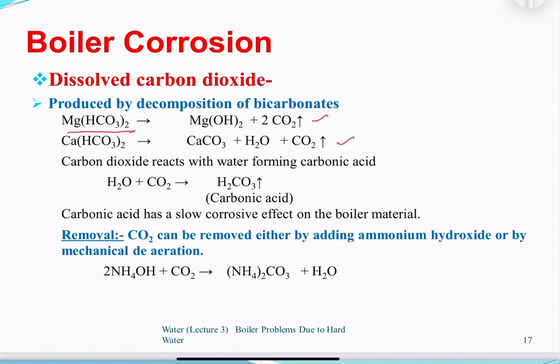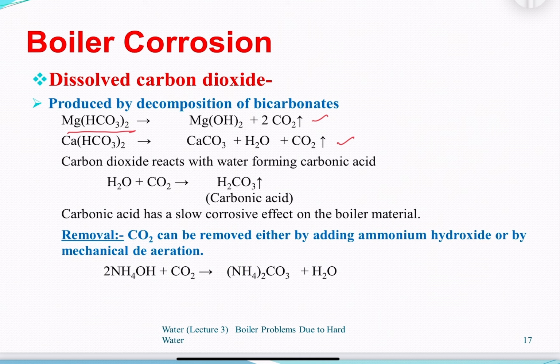Now this carbon dioxide will react with water to form carbonic acid, which is a weak acid, but this carbonic acid will react with iron of boiler material and will form FeCO3, which once again is an unwanted product and leads to boiler corrosion. Since this is a weak acid, this boiler corrosion will be a slow process. Now how can you prevent boiler corrosion due to carbon dioxide?